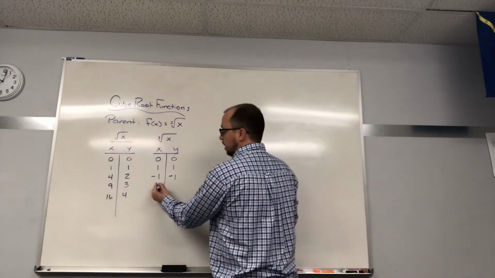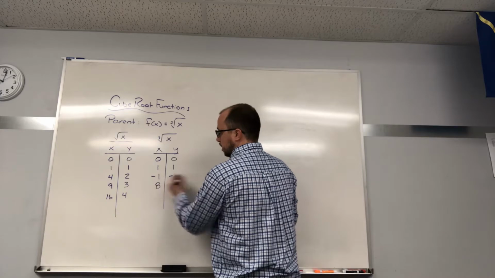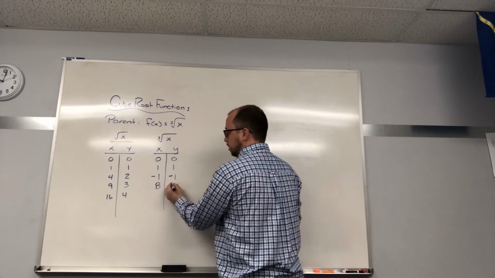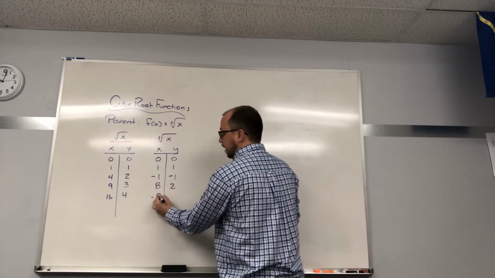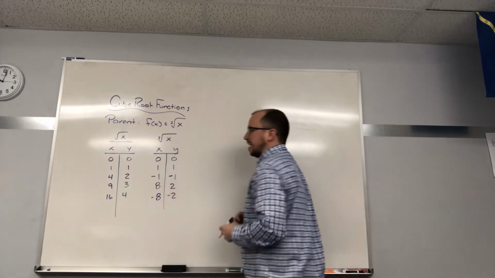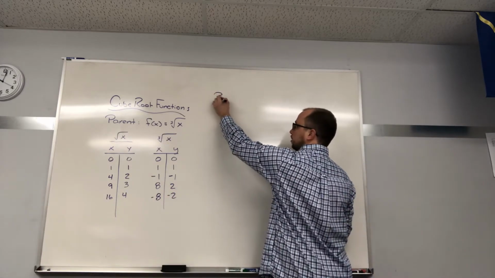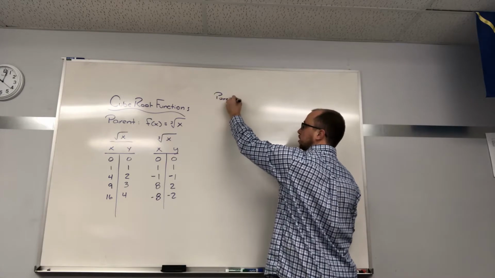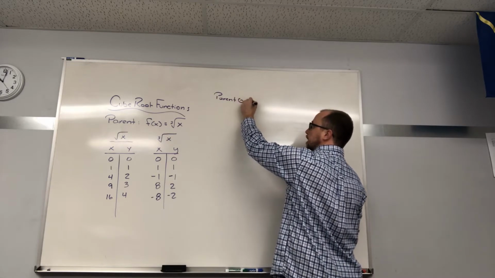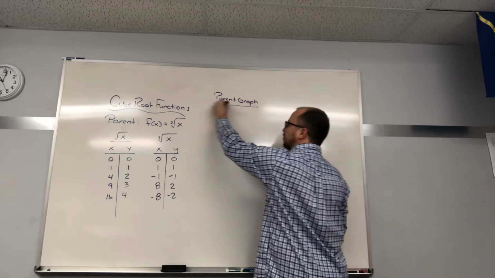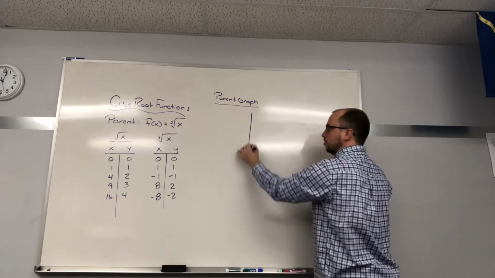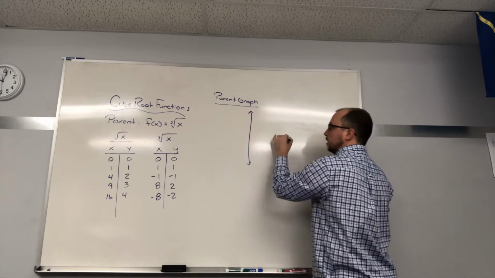For example, if I did 8, the cube root of 8 would be 2. The cube root of negative 8 would be negative 2. So how does this affect our graph? Okay, this is the parent graph. It really does not change much. It's a little bit flatter than the square root graph, but it doesn't change a whole lot.